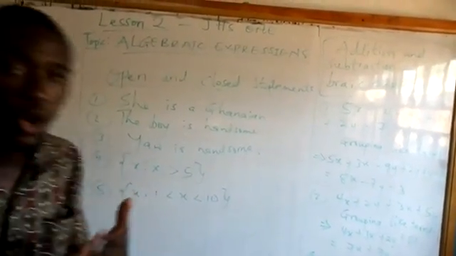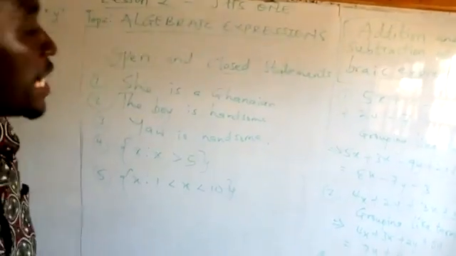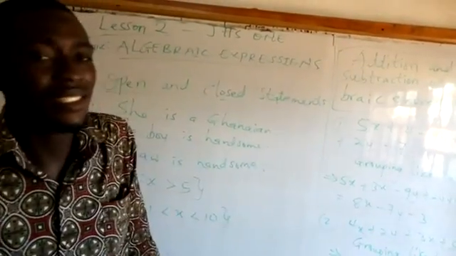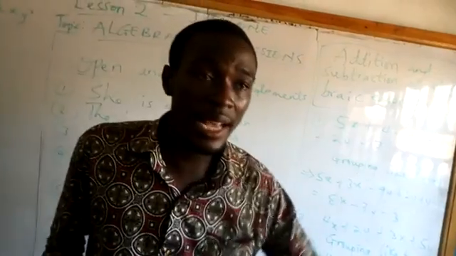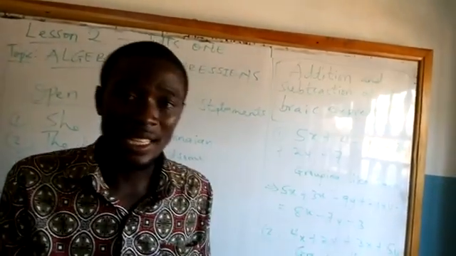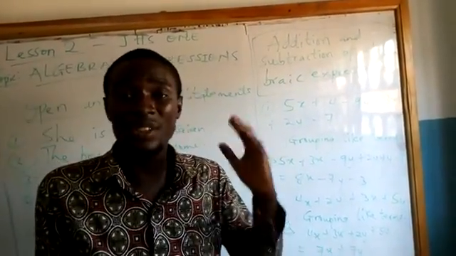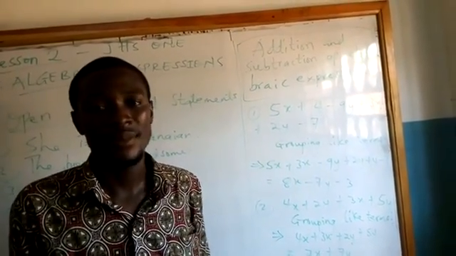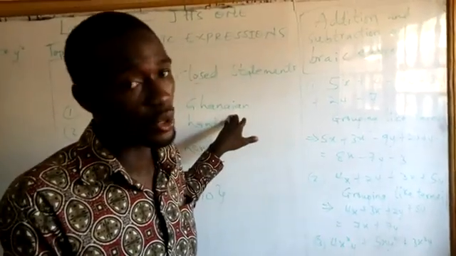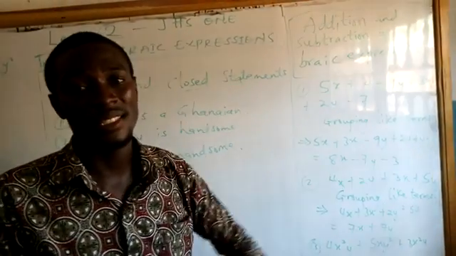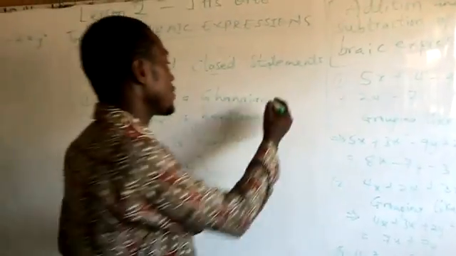Now looking at these mathematical statements, we want to find out whether the first one is an open statement or a closed statement. She is a Ghanaian. This one is not addressing a particular person. She could be your sister, your friend, your mother, your grandmother. So who is that she? The she here is a pronoun, not a noun. It's not addressing any particular entity, so you cannot say it's a closed statement. You have to conclude that this statement is an open statement.